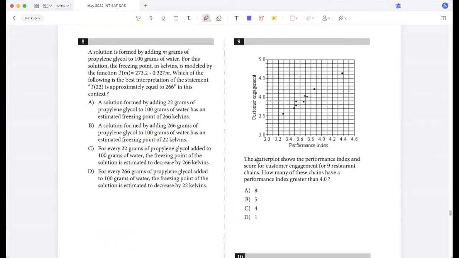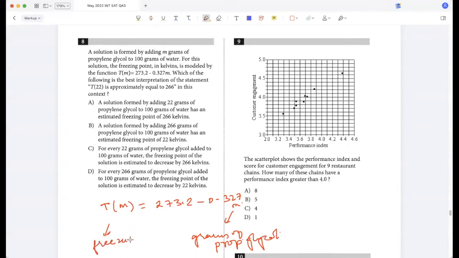A solution is formed by adding m grams of propylene glycol to 100 grams of water. For this solution, the freezing point in kelvins is modeled by this function. What is the best interpretation of the statement T(22) is approximately equal to 266 in this context? So T(m) is 273.2 minus 0.327m, where m is the grams of propylene glycol added to 100 grams of water, and T(m) is the freezing point, right? So if we add 22 grams of propylene glycol to 100 grams of water, the freezing point would be 266. The solution formed by adding 22 grams has an estimated freezing point of 266 kelvin. So that's what we want.